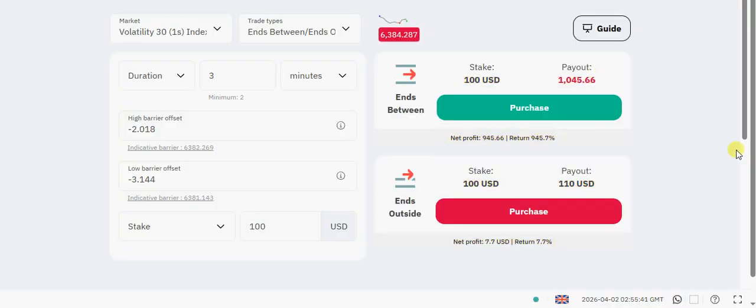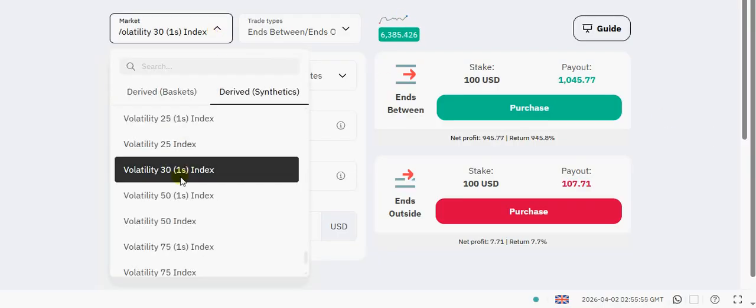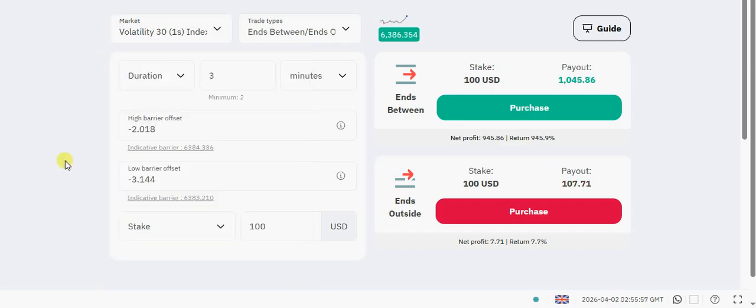So as stated earlier, we're trading the ends outside, and we're using the smart trader. Once you log into your trading account, you go to smart trader, then you go to the market, you choose the Volatility 31x, you set the duration to 3 minutes, set the high barrier offset to minus 2.018 and the low barrier offset minus 3.144. So we're going to be clicking on ends outside.